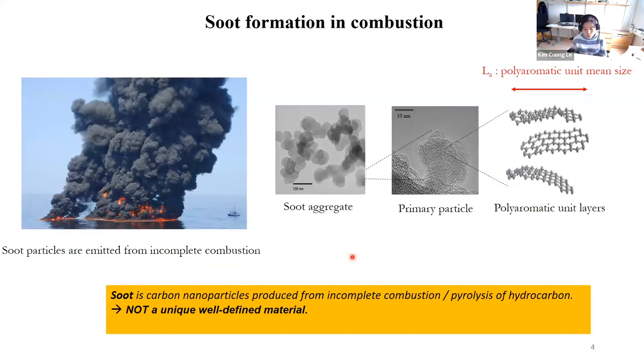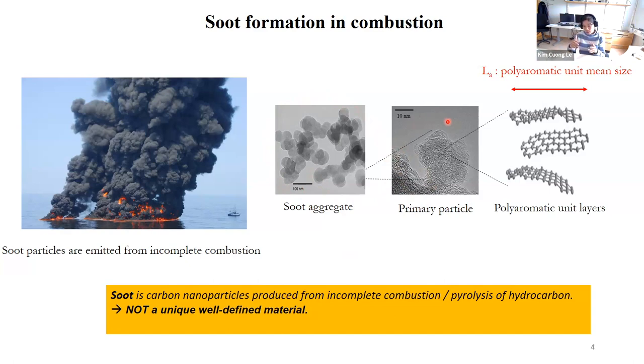I will talk about soot, and actually it's not a strange term for you. It's very familiar to all of us. You see soot when you light a candle or when you do a barbecue. Soot is actually the carbon nanomaterial produced from incomplete combustion or pyrolysis of hydrocarbon, and it's not a well-defined material. Under a high-resolution microscope, you can see soot appear as many aggregates. Each aggregate contains a few tens to a few hundred primary particles. Each primary particle has a size of around a few to a few tens of nanometers, and their structure contains amorphous structure and graphite structure.